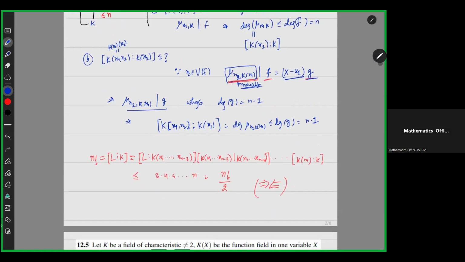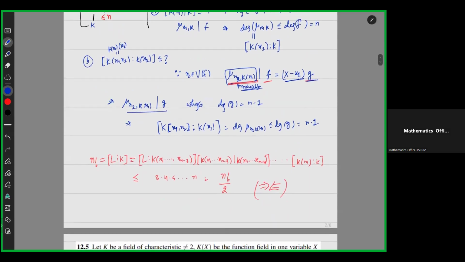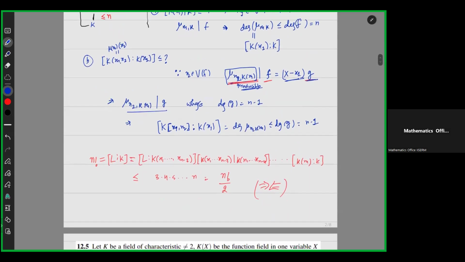Okay, good. So I hope you understood this. Once it divides g, its degree should be less than or equal to n minus 1 because g is of degree n minus 1. Okay, cool.